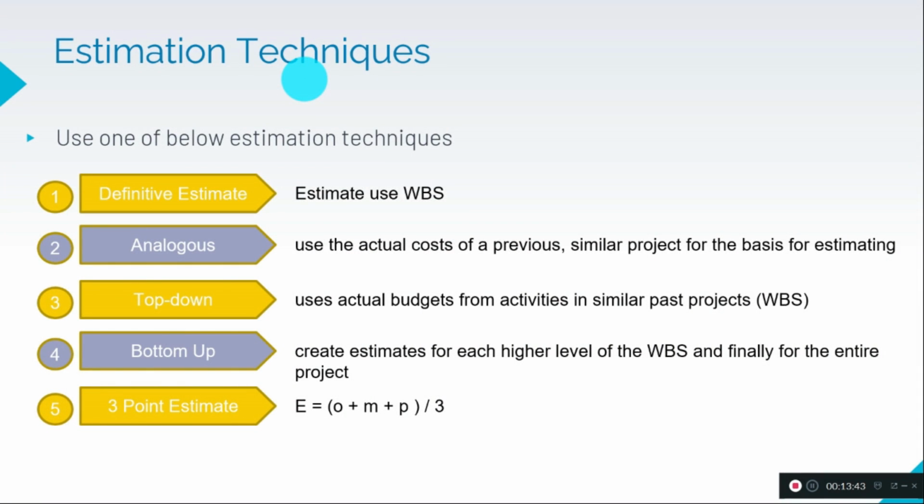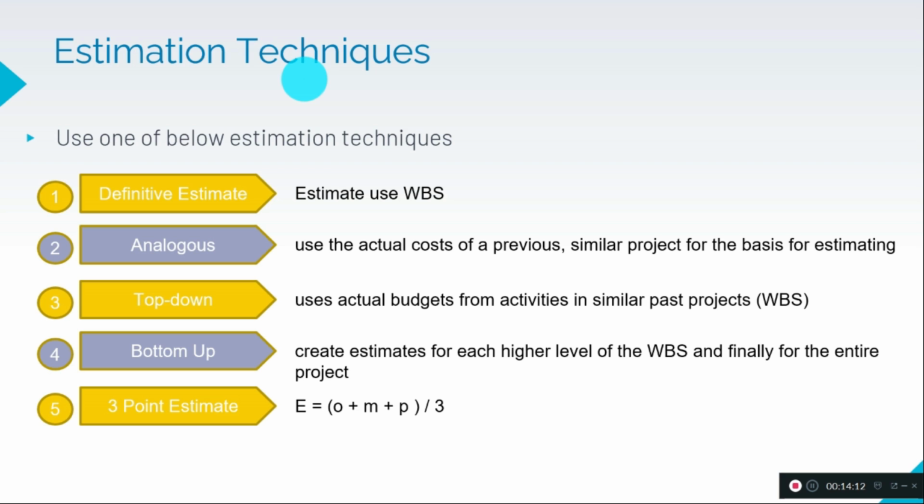Now let's see what estimation techniques we commonly use. So we are using definitive estimate. We use this technique based on the work breakdown structure. So for each activity, what is the time required and the cost required actually. And the second one is analogous. So use the actual cost of a previous similar project as the basis of estimation.